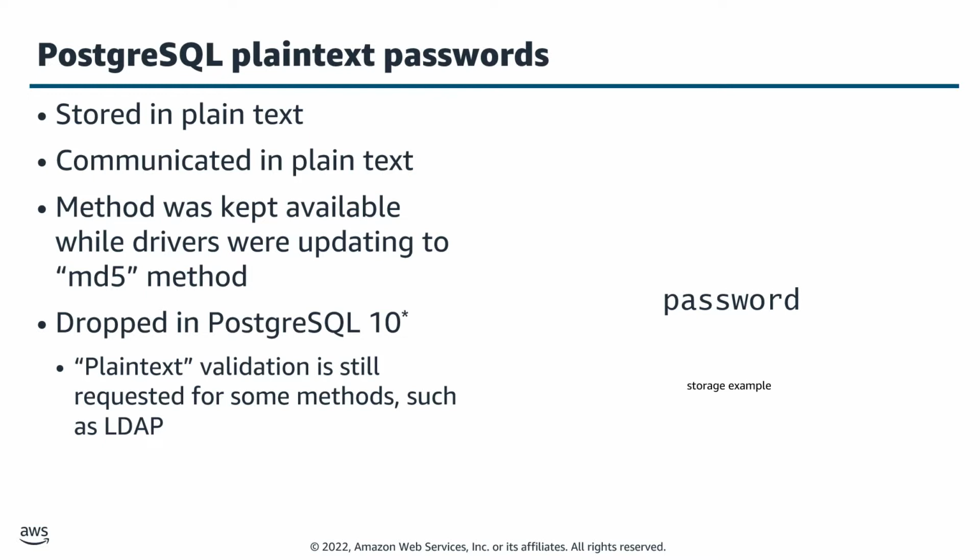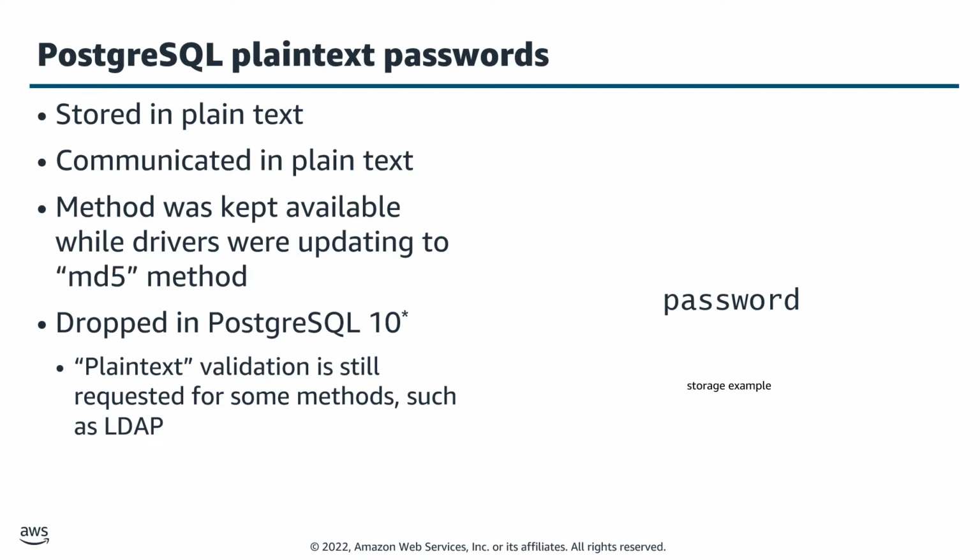Plain text was quite simply stored in plain text. If your password was password, then in the database it was stored as password. No big secret there. And this method was actually kept available for a long time. It was deprecated, I think, in the 8 series, but left so people could upgrade to the MD5 method, because the MD5 method actually has a special protocol that the connection drivers had to implement in order to use.